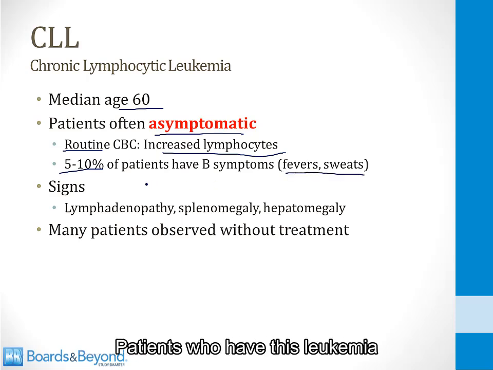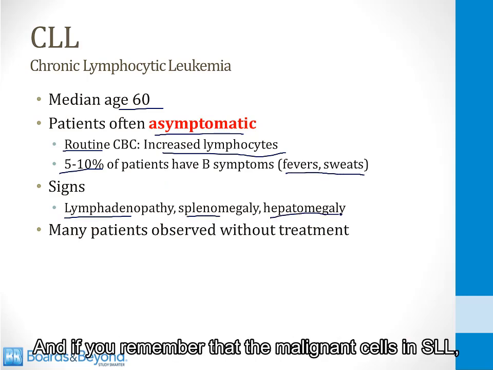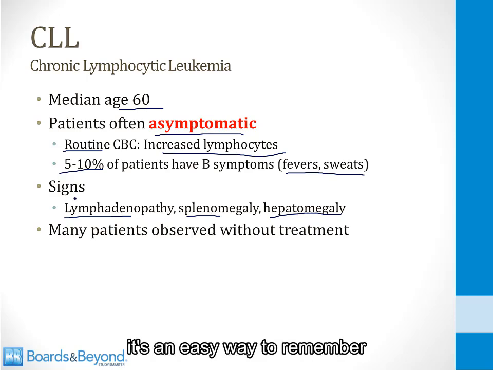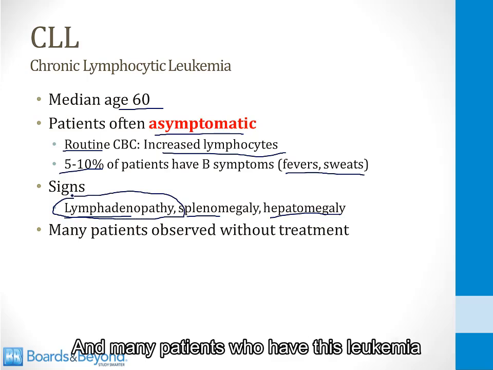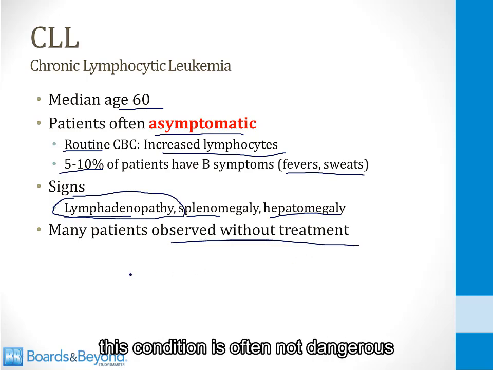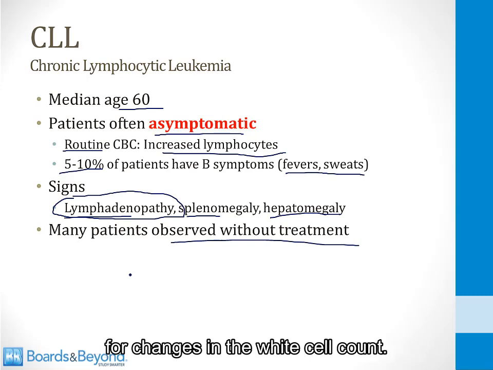Patients who have this leukemia can have swollen lymph nodes. They can also have splenomegaly and hepatomegaly. And if you remember that the malignant cells in SLL, which is a lymphoma, are the same malignant cells as in CLL, it's an easy way to remember that you may see lymphadenopathy in this disorder. And many patients who have this leukemia are observed without treatment. If the white blood cell count isn't that high, this condition is often not dangerous, and patients are simply monitored over time for changes in the white cell count.